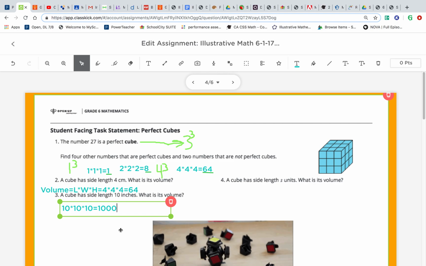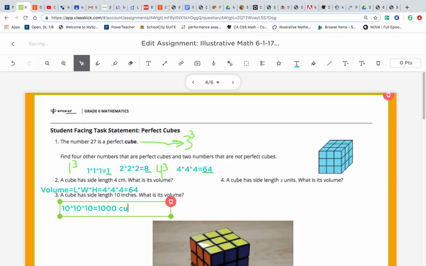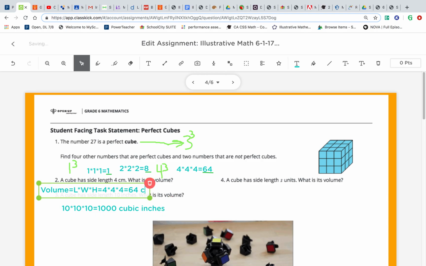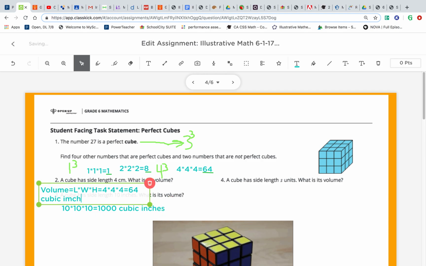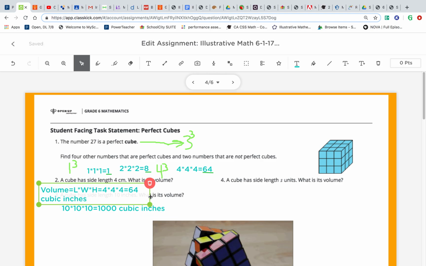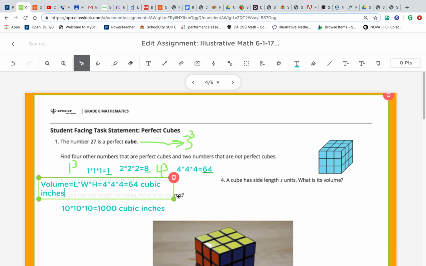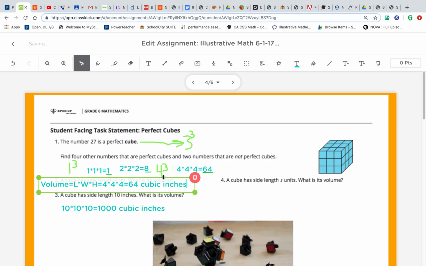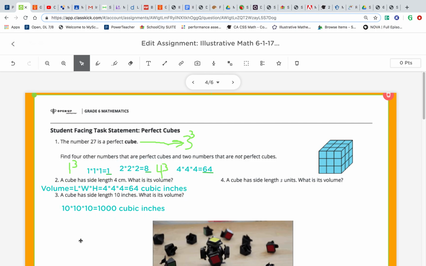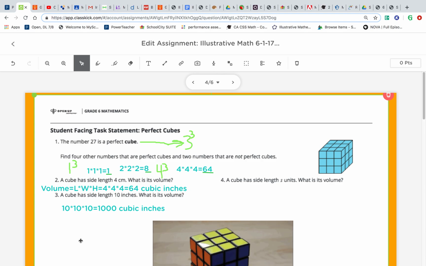Here, it's also worth noting that it's going to be cubic inches. And same thing up here, it's going to be cubic inches. Remember, with rectangles, when we find area and surface area, we're talking about square units. And for volume, it's cubic because we have 3 different numbers that we're multiplying together.